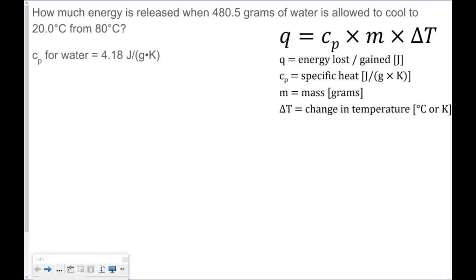Okay, let's do some practice calculations with specific heat. So, the equation that we're going to use for specific heat is Q equals Cp times N times delta T. Here's what each of those stands for there.